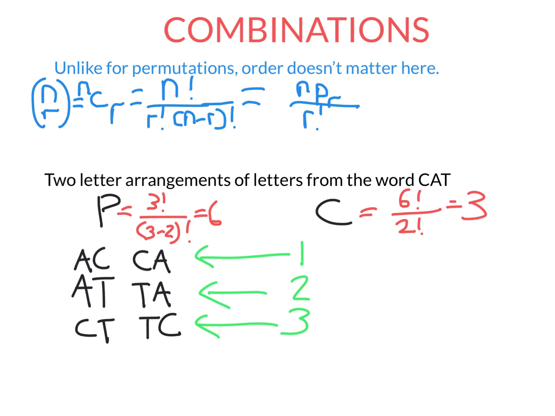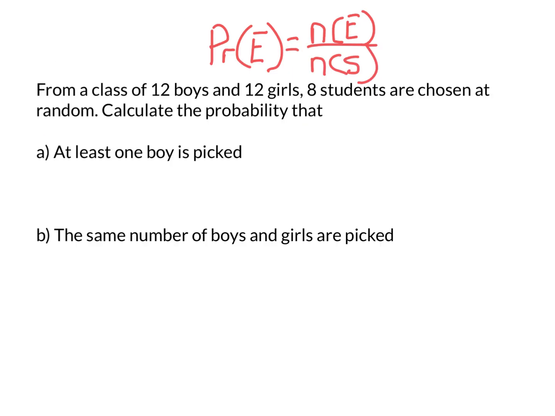Let's look at some more examples of where order wouldn't matter. From a class of 12 boys and 12 girls, 8 students are chosen at random. Calculate the probability first that at least one boy is picked, and secondly, that the same number of boys and girls are picked. Here we're just picking 8 students. We weren't told that they have to be ranked first, second, third. That means that order doesn't matter. It's like picking a team of 8 students to compete in a maths competition: it doesn't matter the order in which you pick them. So when order doesn't matter, we use combinations, and we're going to use combinations for this question.